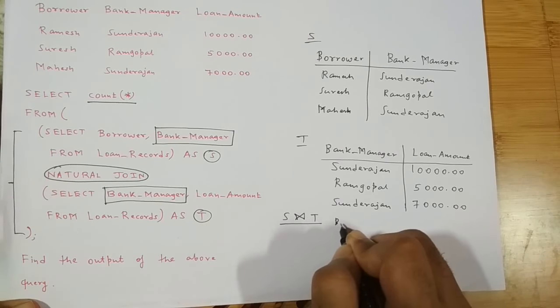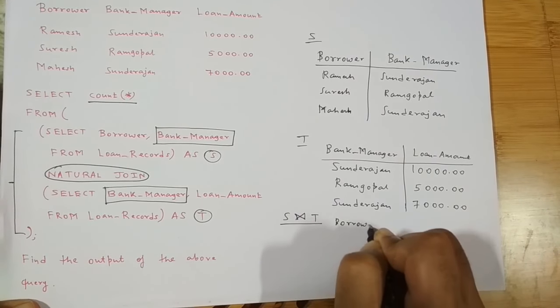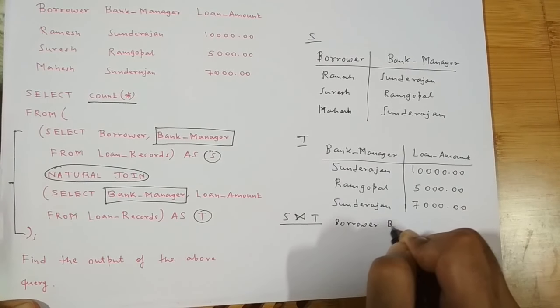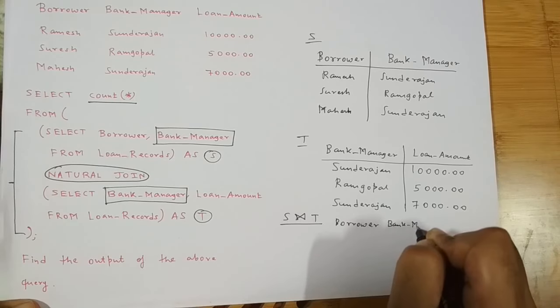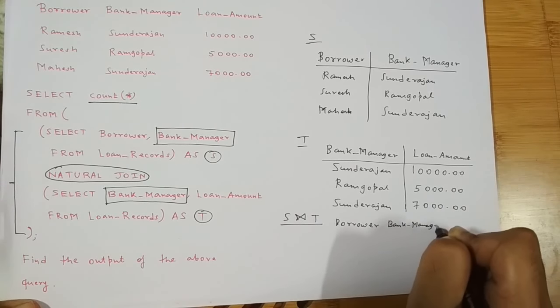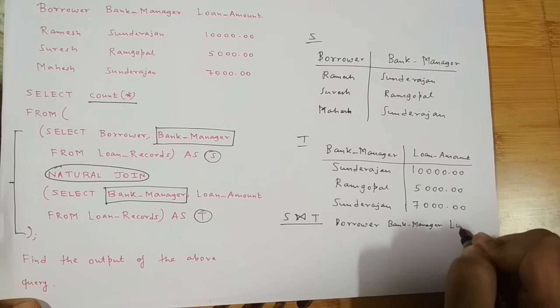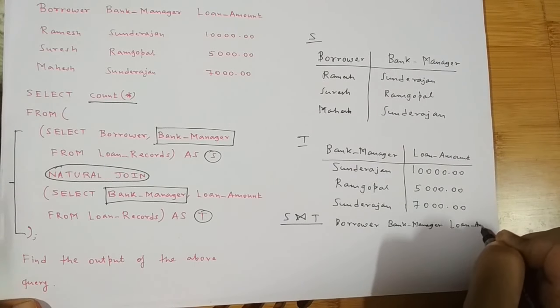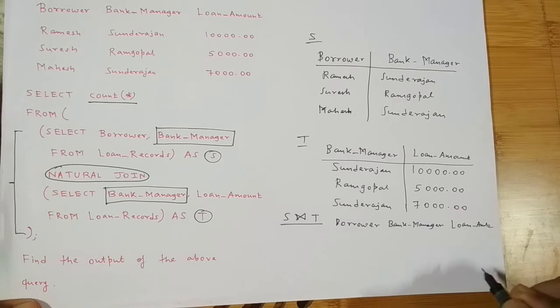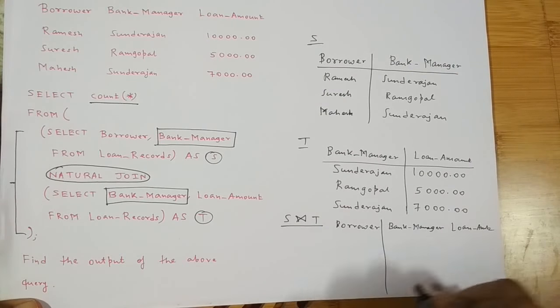So we have borrower, bank manager, borrower, bank manager, and the loan amount, right? So I'm writing it in short. I hope you understand this.